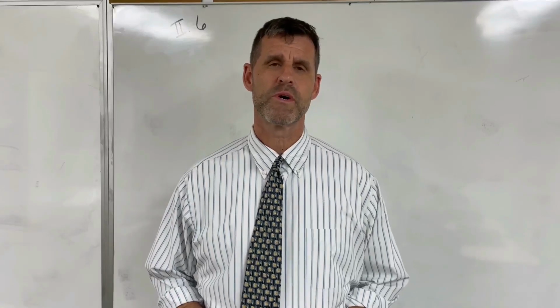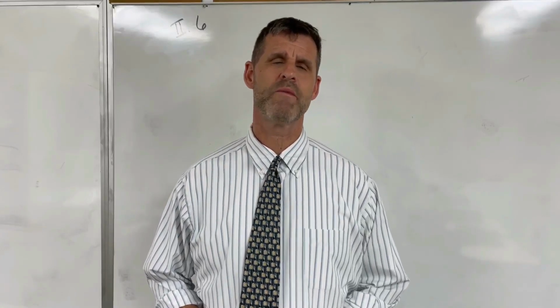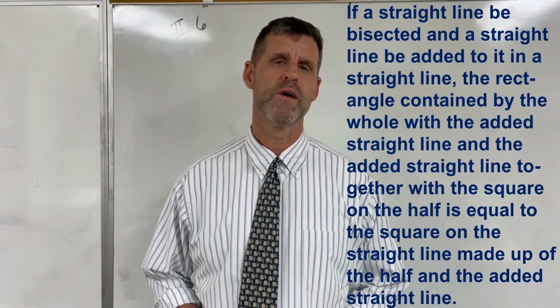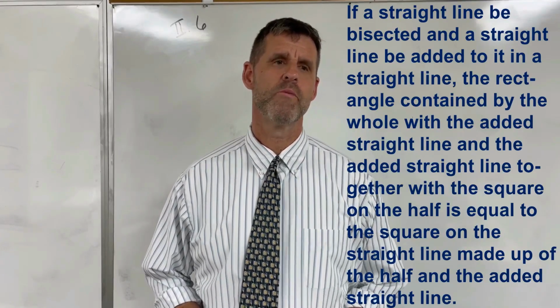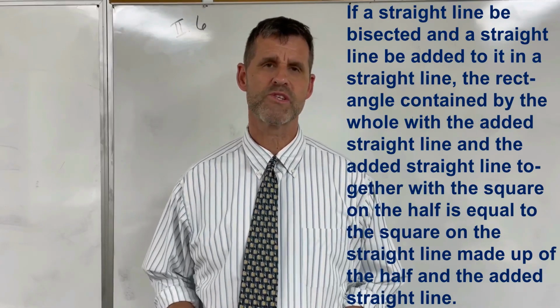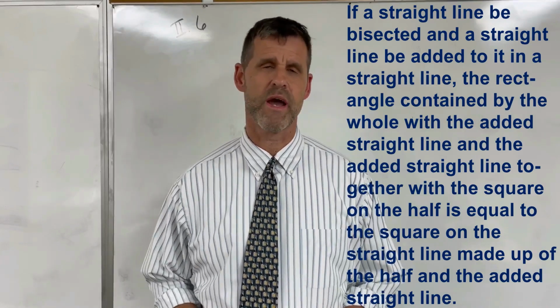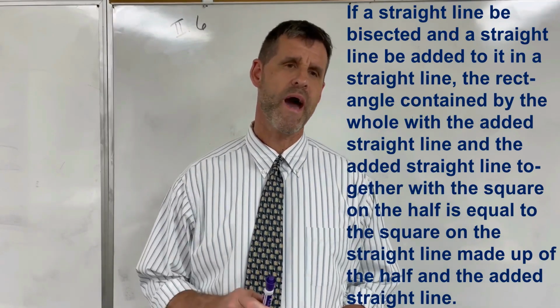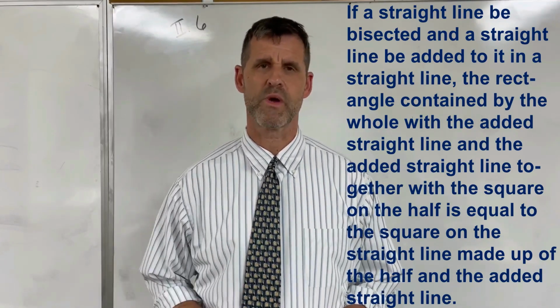Euclid's Elements, Book 2, Proposition 6. If a straight line be bisected and a straight line be added to it in a straight line, the rectangle contained by the whole with the added straight line and the added straight line, plus the square on the half, is equal to the square on the half together with the added straight line.